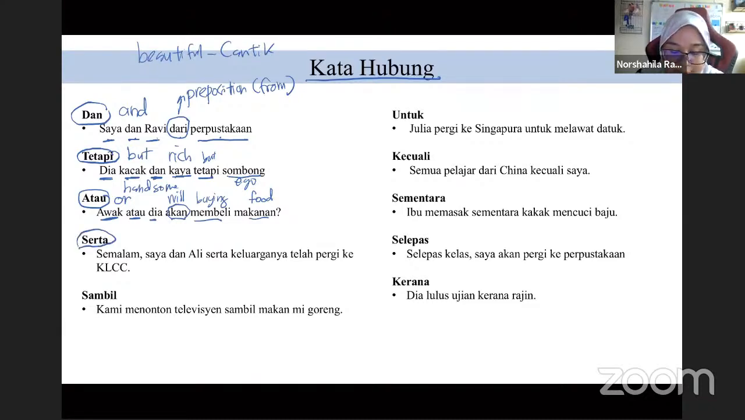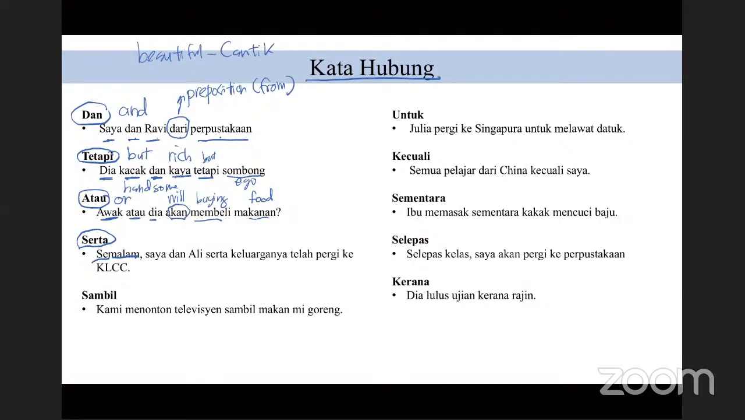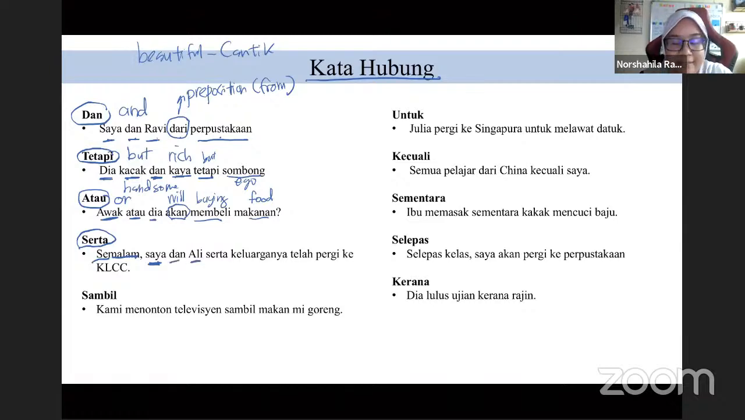Serta. Serta means, okay, I always forget. Serta means together. In English is what? Something like together, you do something together. Okay, semalam. What is semalam? Yesterday. Yesterday, I and Ali and I, also his family, keluarga, remember keluarga means family. Okay, telah.